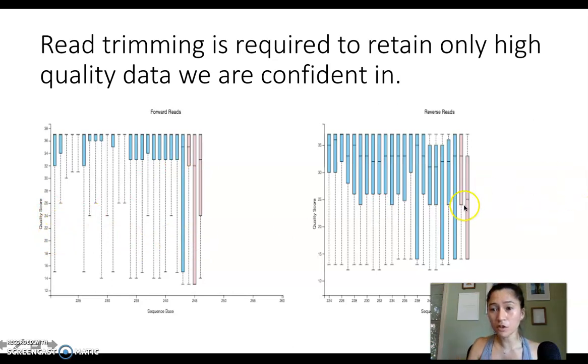And then for the reverse reads, the quality is a little bit lower. I would say this one here is pretty bad quality. The bottom first quartile goes all the way down below 15. So I would say this one here, 237, is really the last good quality nucleotide we want to keep, and then we trim off everything after that.